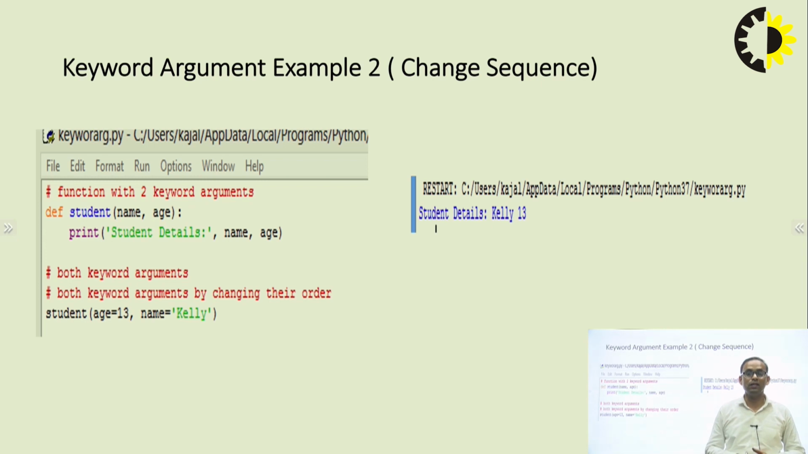What is the concept? In the case of keyword arguments, if we change the order of the arguments, it is still acceptable. So here name will be printed as this and age will be printed as 13. It means if we change the order of arguments, nothing will change, it will simply execute. So this is the concept.